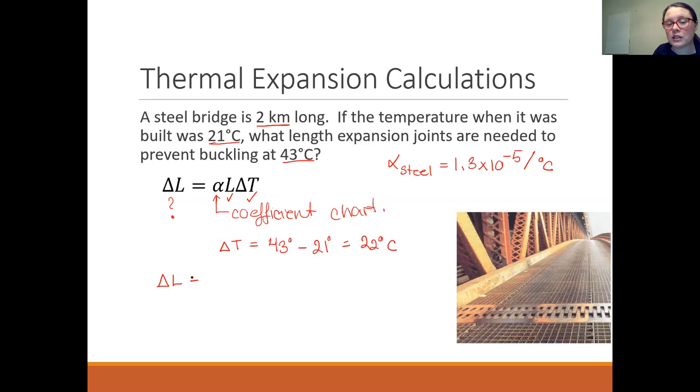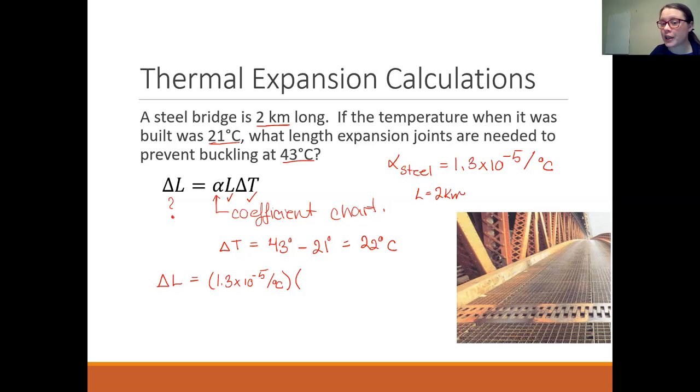So change in length is equal to our alpha, which is 1.3 times 10 to the negative 5 per degree Celsius, multiplied by the original length. The original length was 2 kilometers. Now let's think for a second. If I want to find the length of the expansion joints, does it make sense that an expansion joint is going to be kilometers long? Not really. What I usually suggest in a question like this is to think about how big your expansion amount is going to be. It would probably make more sense to measure the expansion amount in centimeters or meters.